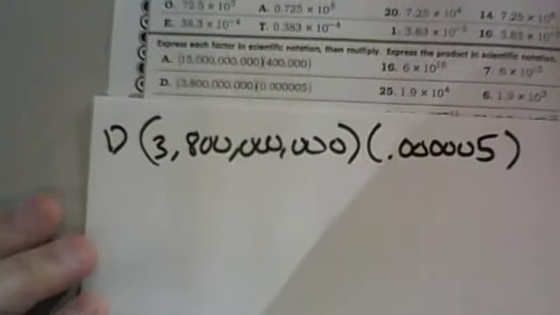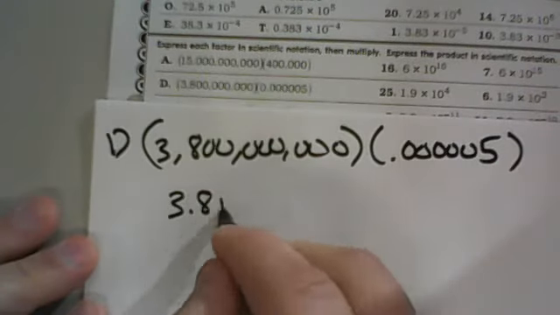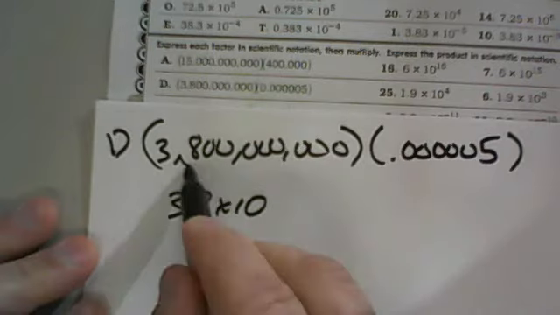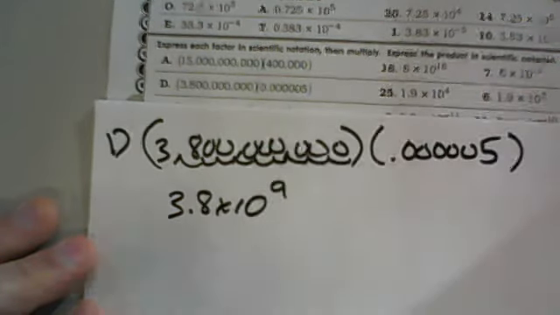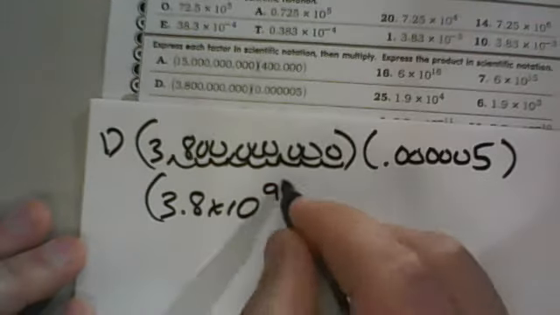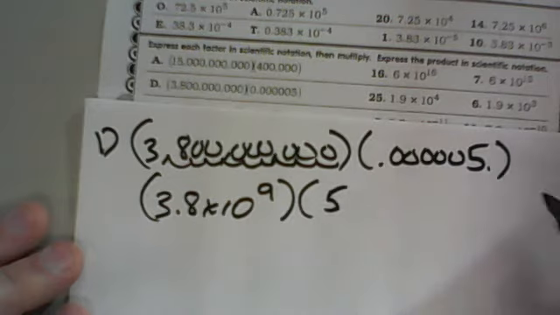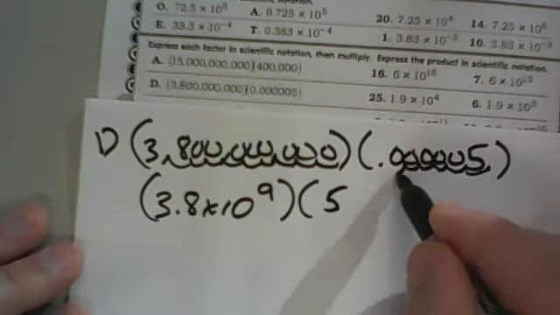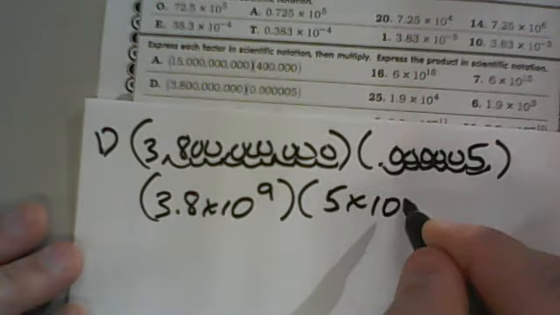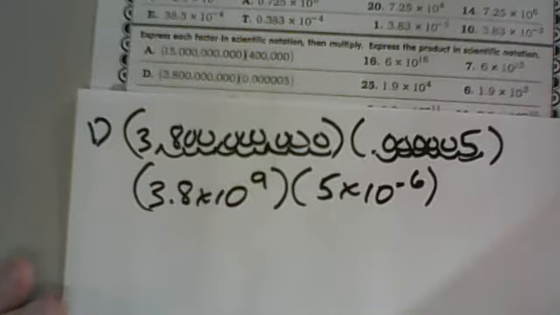And so I'm going to put both of these first in scientific notation. The first one, 3.8 times 10 to the 9th power. And the second one is going to be 5, if I put the decimal after the 5, times 10 to the negative 6th power. And we're going to multiply these numbers together.